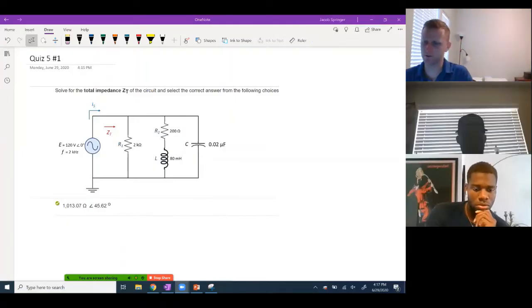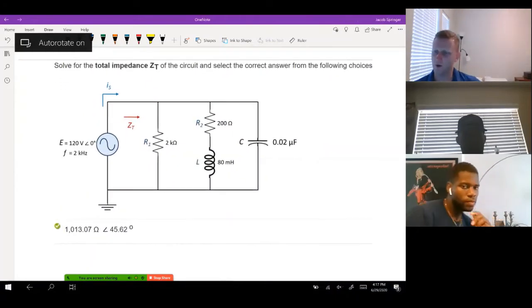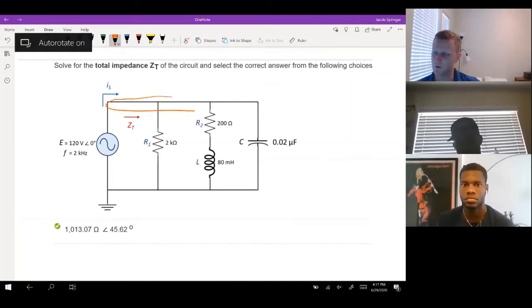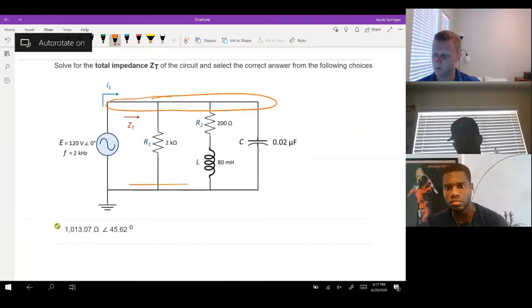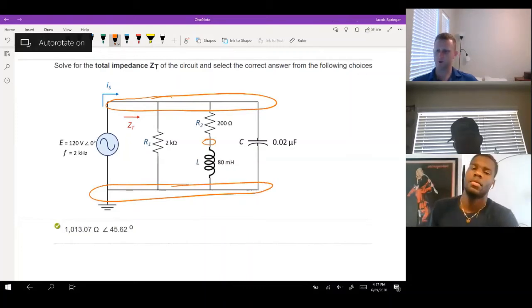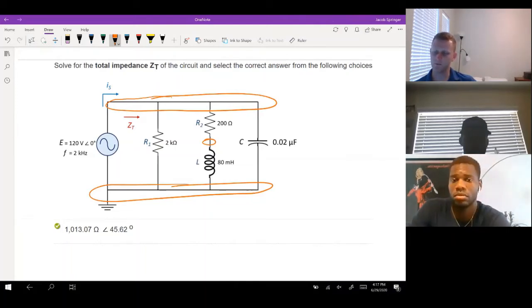Okay, so this was a total impedance problem. Several elements here. From labeling nodes, I'll put them in orange. Here's a node up top, here's a node at the bottom, and here's one node in between the resistor and the inductor. The first thing I said to do is make sure everything is in impedance.